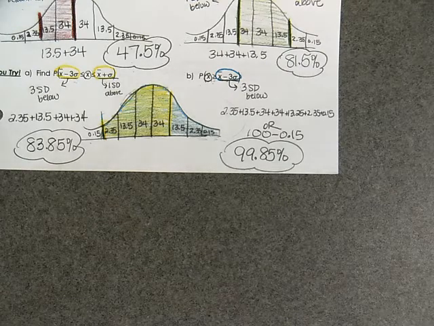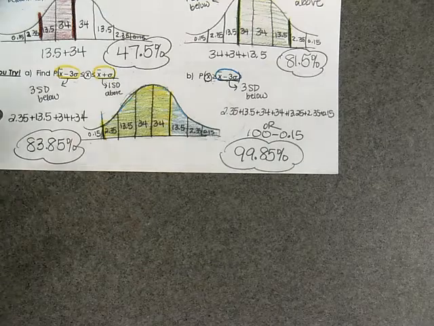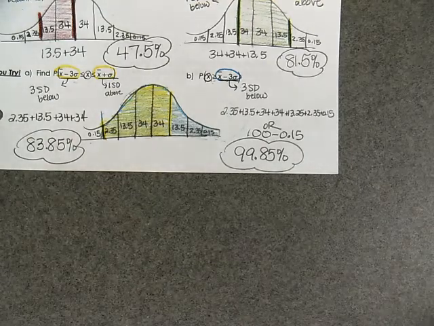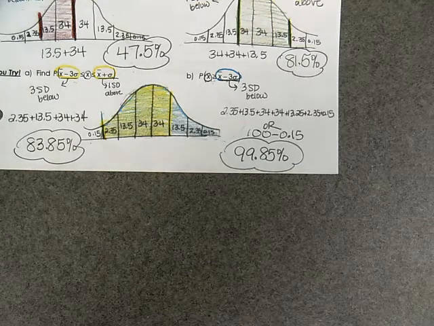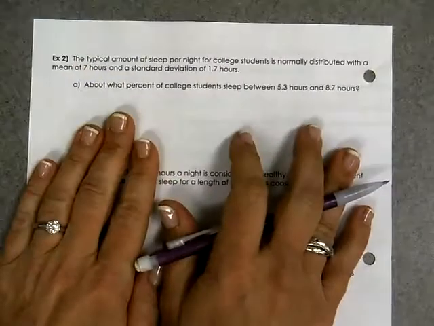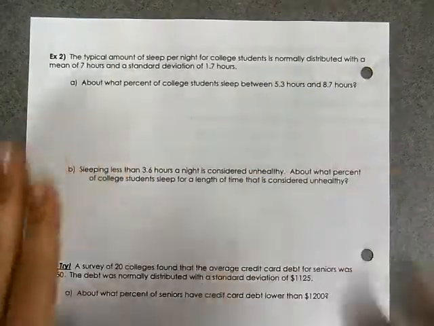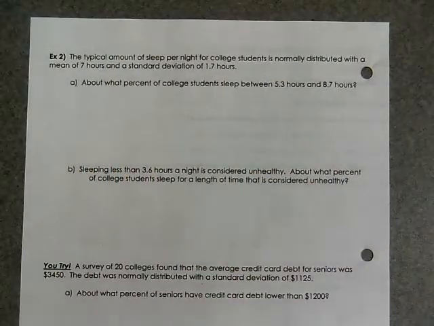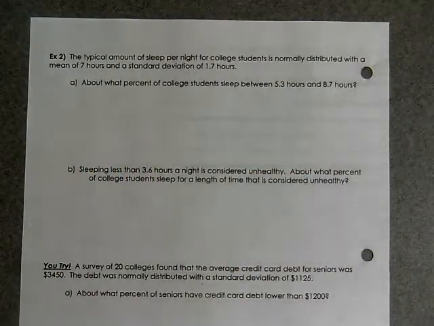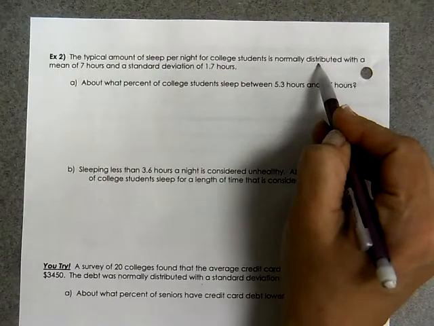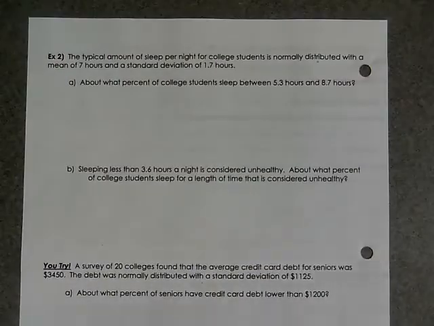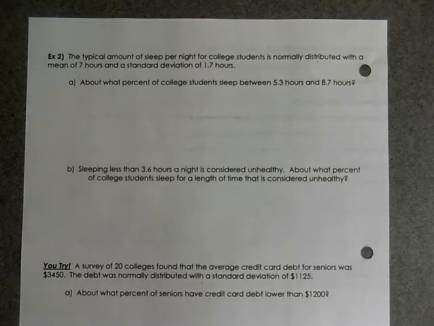So those are when it's very generic. This is pretty meaningless, though, if it's just talking about a random mean and a random standard deviation. Let's actually do one where we have some numbers that we can discuss, all right? Example 2 says the typical amount of sleep per night for college students is normally distributed, so that means you can use the empirical rule, with a mean of 7 hours and a standard deviation of 1.7 hours.